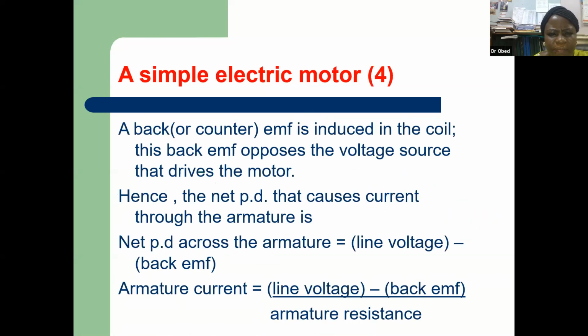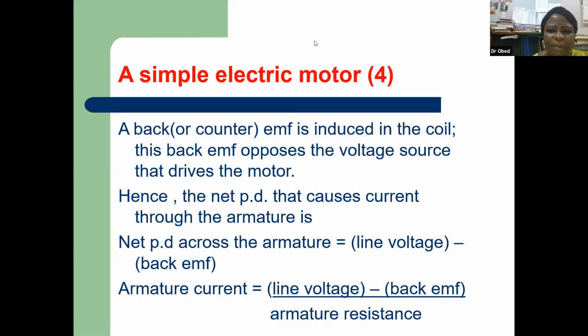We talked about back EMF, and we said that a back EMF or counter EMF is induced in the coil. This back EMF opposes the voltage source that drives the motor. It is so named because its direction is usually opposite that of the line voltage and tends to reduce the current in the armature coils. That's why it's called back EMF.